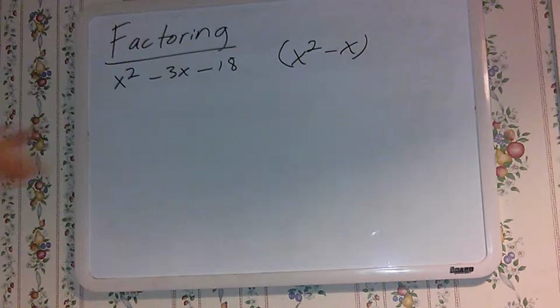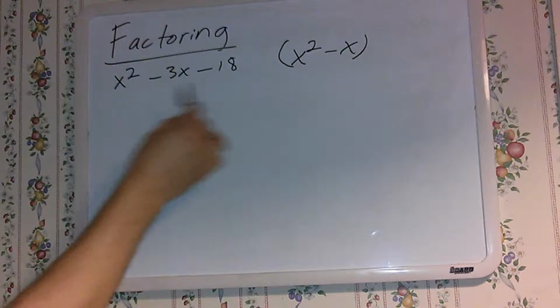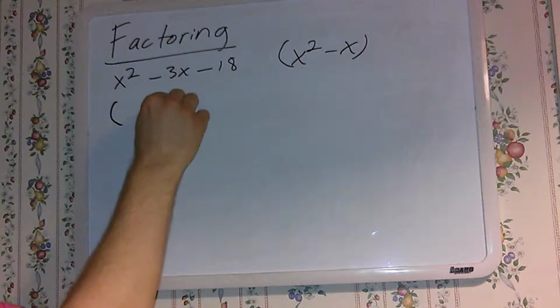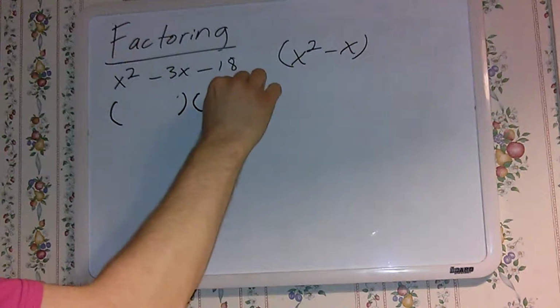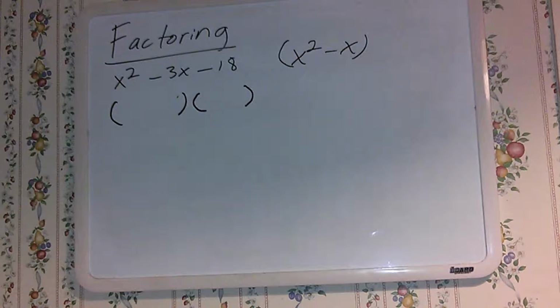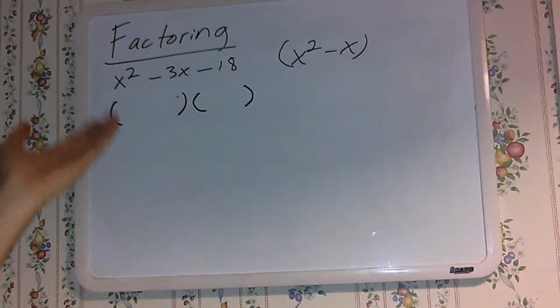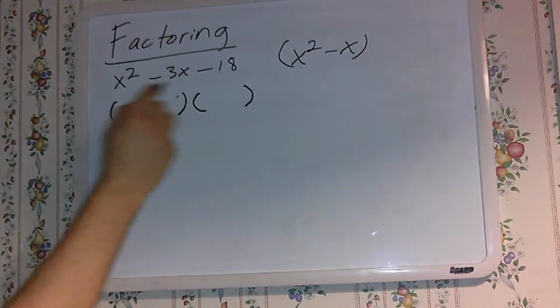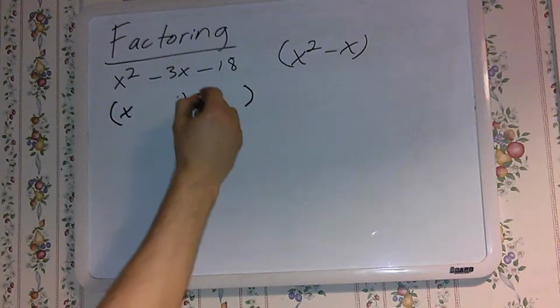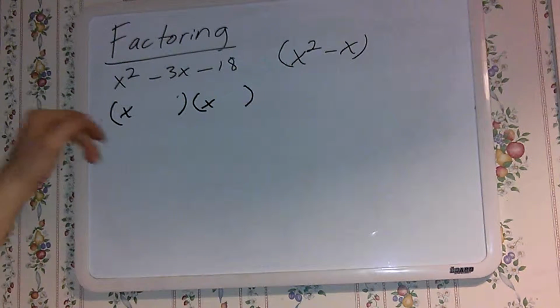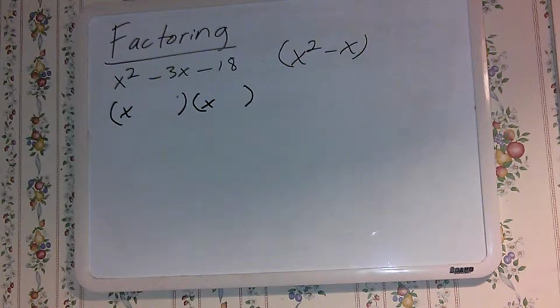Okay, so this first one, like I said, is kind of going to be our anti-foil. And what we want to look at here is how this is going to break down. I know I want to have my little parentheses here because I'm going to have two binomials, which have two terms each, where this one is a trinomial, which has three terms. So I have x squared, so I know I'm going to need an x in each of these places to get this x squared when I FOIL.